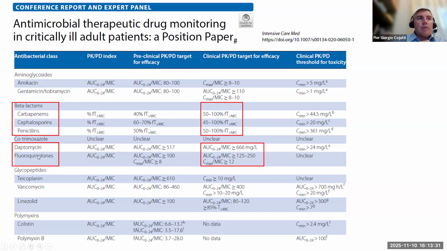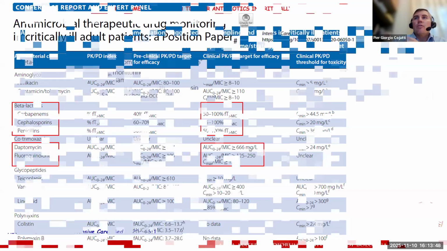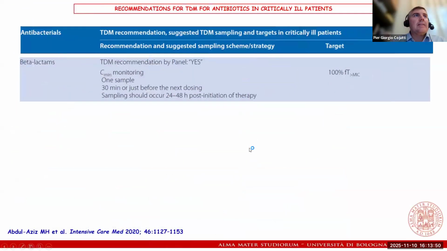On the contrary, for daptomycin or fluoroquinolones, here you can see that the AUC over MIC should be targeted, should be taken into account. So all these PK/PD parameters are well studied, well established, and should be integrated in our clinical decision. So for beta-lactams, there are recommendations for TDM.